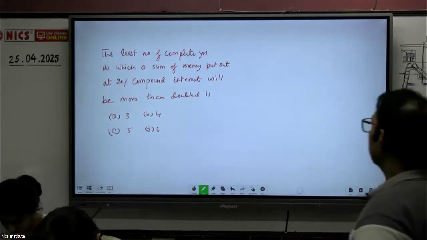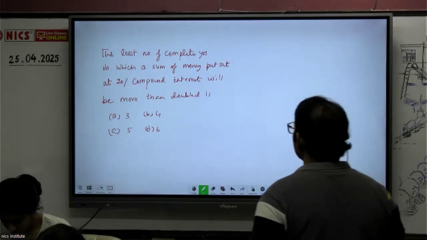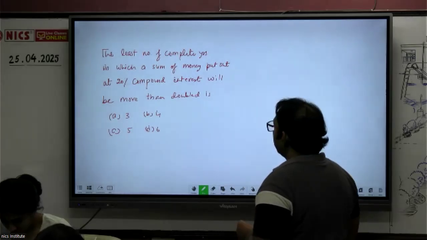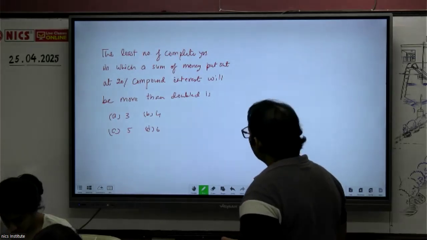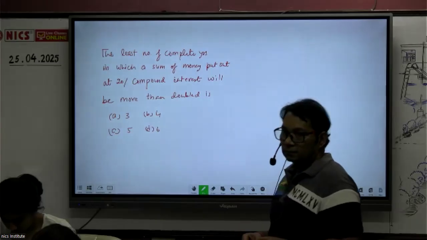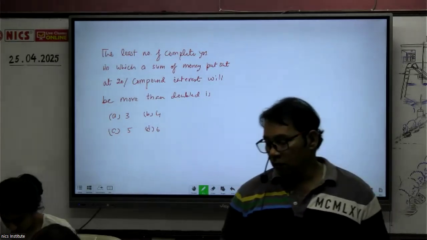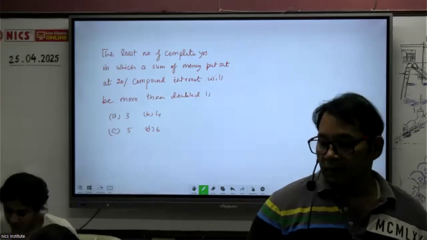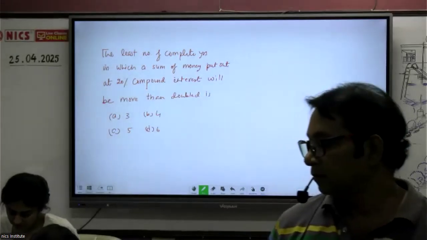The least number of complete years in which a sum of money put out at 20% compound interest will be more than doubled. So we have to use compound interest. Money is more than doubled.